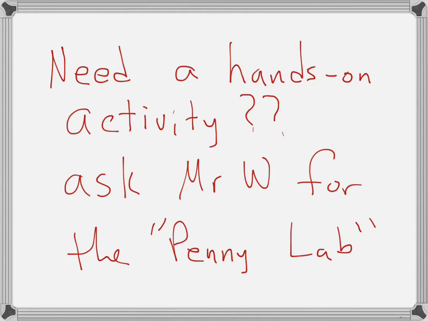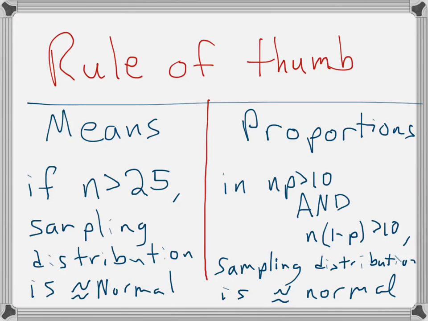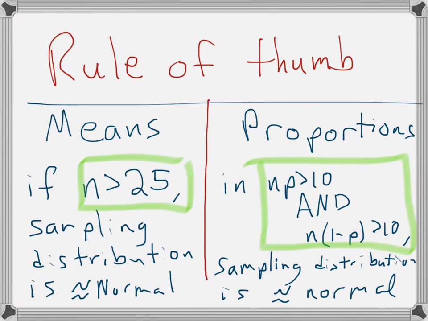Okay, onward. So if you need a hands-on activity, I've got a bunch of pennies, and there's this penny lab that will help you to identify sampling distributions and see the pattern within. You don't have to do that if you feel like you understand the concept. If not, I think this would be a great idea for you to go through. So the rule of thumb: we can use a normal distribution for sampling distributions if n is greater than 25 for means. And for proportions, if both of these conditions are true, then we can use the central limit theorem to say that those sampling distributions are approximately normal.